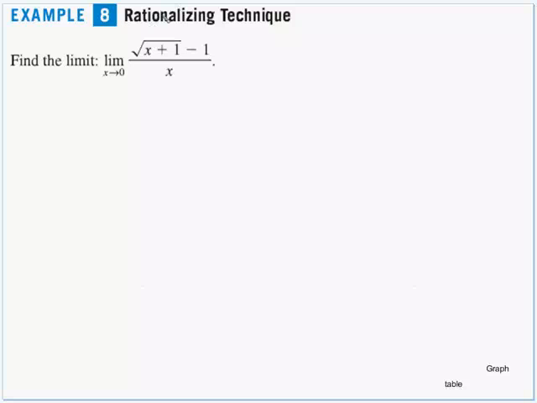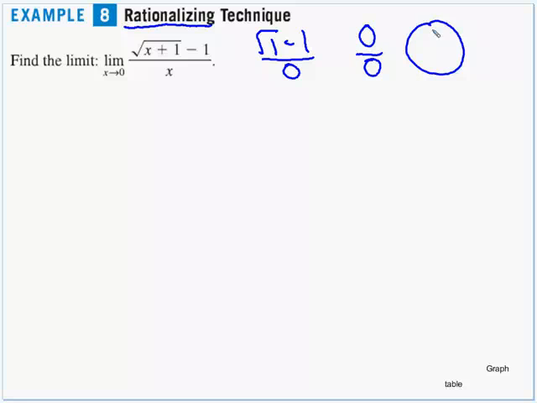Alright, and another technique to try is this rationalizing technique. We have our limit as x approaches 0. Our numerator is the square root of the quantity x plus 1, minus 1, all divided by x. So first, direct substitution. We plug in a 0 for x, we get the root of 1 minus 1 divided by 0, or 0 divided by 0. So that's our indeterminate form. We're going to have to work a little bit harder to find this limit.